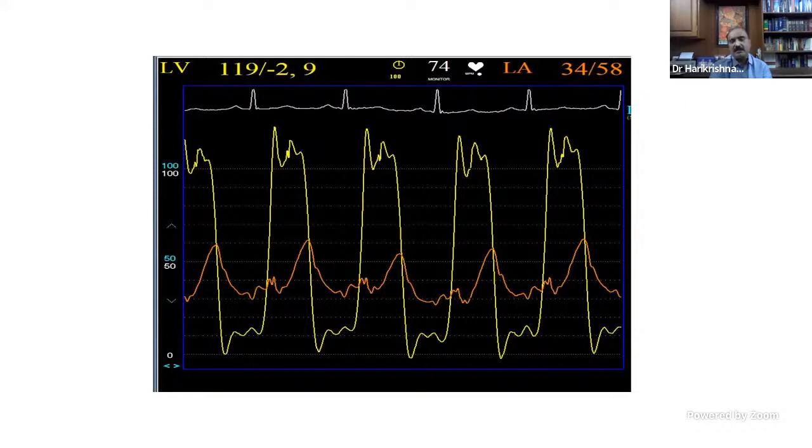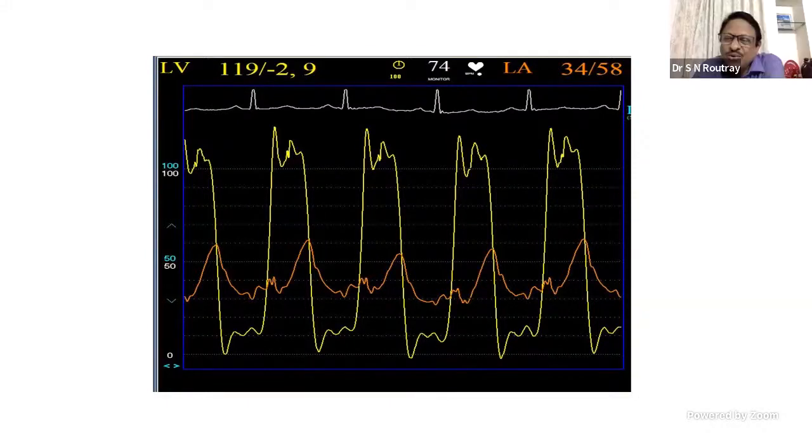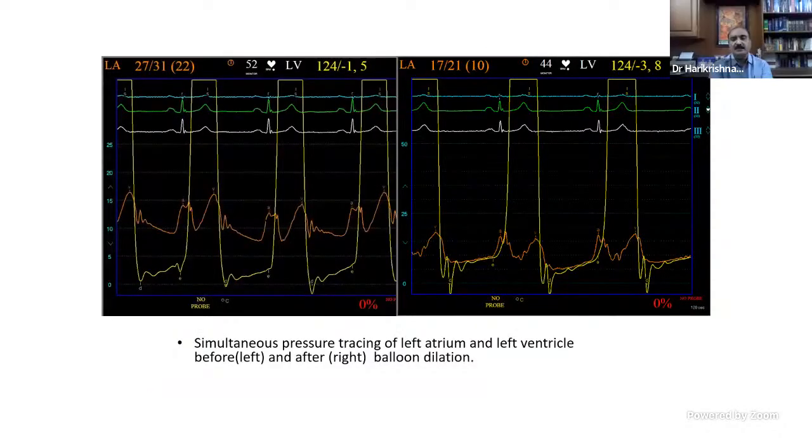So this is what I wanted to highlight, because a prominent V wave in mitral stenosis is not very uncommon. Dr. Outre or Dr. Goyal, you can also contribute, because this is very commonly seen, no? V waves very prominent. Yeah. Okay. So this is another tracing. Can you just discuss?